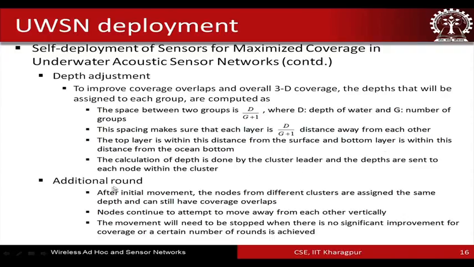So, then the next phase is basically the additional rounds phase. After initial deployment, the nodes from different clusters that are assigned the same depth can still have coverage overlaps. Nodes continue to attempt to move away from each other vertically. The movement will need to be stopped when there is no significant improvement for coverage or a certain number of rounds is achieved.